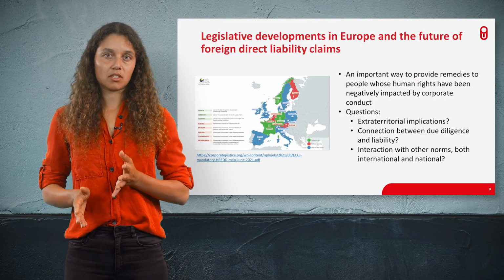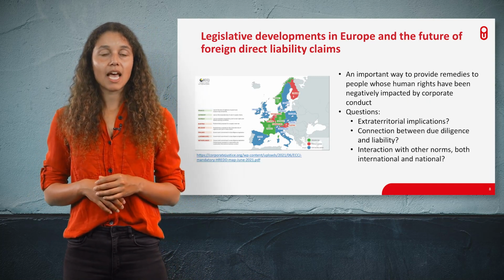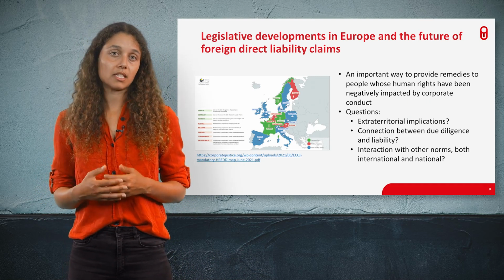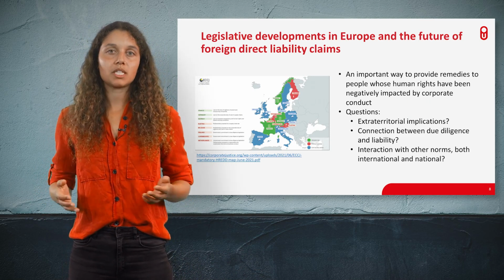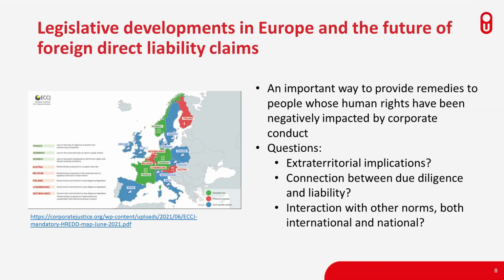So given these debates on the appropriateness and effectiveness of foreign direct liability claims, as well as their continued use and evolving case law, where do we stand in Europe and where will we go? So I believe that recent legislative developments in Europe seem to show that these claims are now very carefully being endorsed by legislators as an important way to provide remedies to people whose human rights have been negatively impacted by the conduct of a multinational corporation.